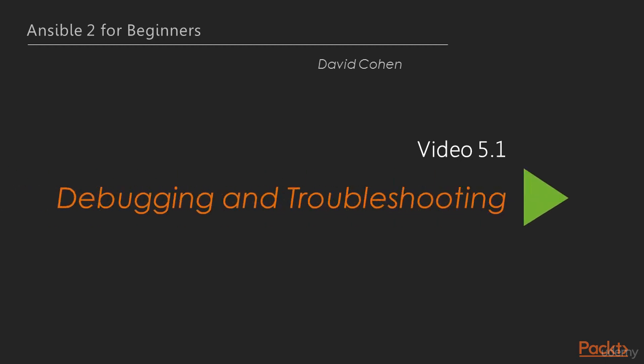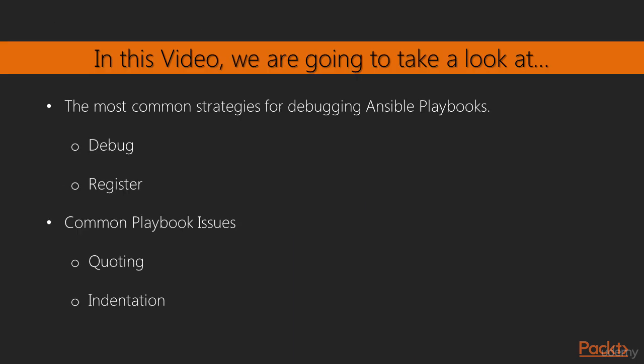In this video, we're going to be taking a look at debugging and troubleshooting Ansible playbooks. We're going to cover the two most common strategies for debugging Ansible playbooks, which are the debug module and register, which you can use to register the result of a task so you can inspect it later.